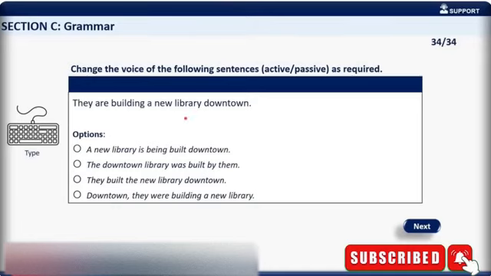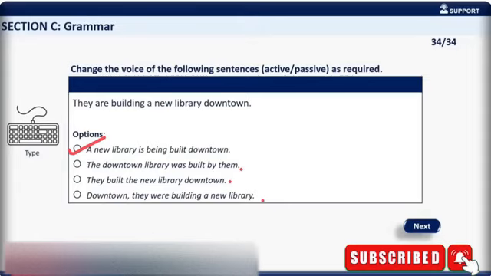Next, look at the next question. They are building a new library downtown. The options that we have are: a new library is being built downtown; the downtown library was built by them; they built the new library downtown; downtown, they were building a new library. So the correct answer in this case is option A, the first one, which is: a new library is being built downtown.